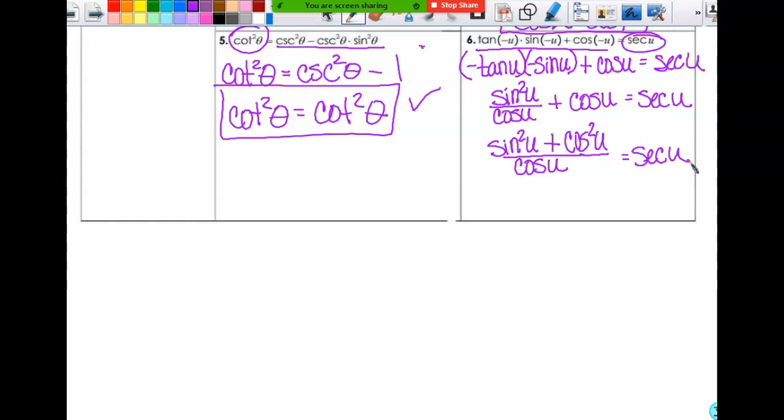Still working with the left-hand side. Sine squared plus cosine squared. I look at my Pythagorean identities. What can I substitute in the numerator? 1. All right, so that means that sine squared plus cosine squared is 1. So 1 over cosine u equals secant u. And then 1 over cosine is secant. So secant u equals secant u.